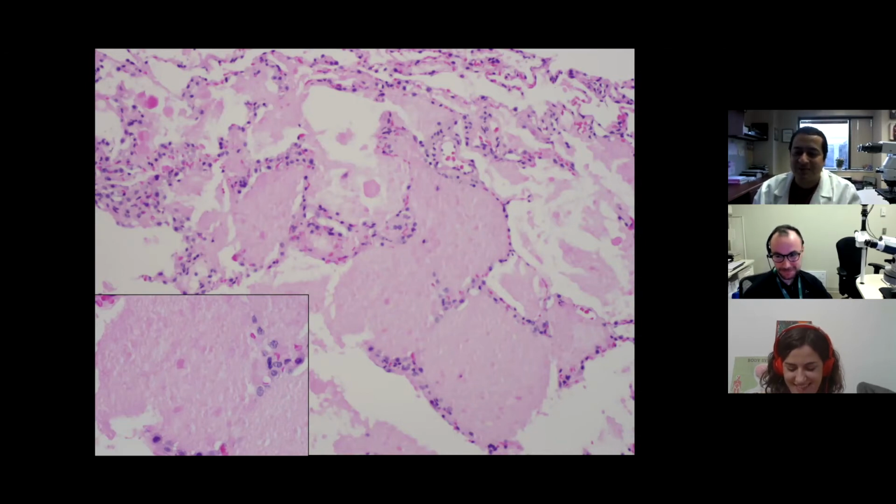Hopefully the residents will never miss this again, alveolar proteinosis. And remember, this is a surfactant clearing problem. There's a problem with GM-CSF that prevents clearance of surfactant from the lung, which is what results in this.